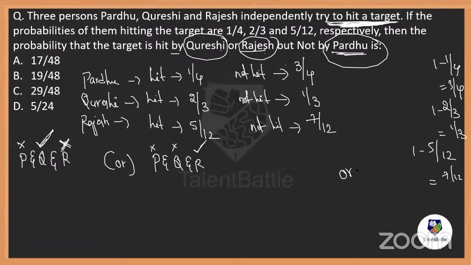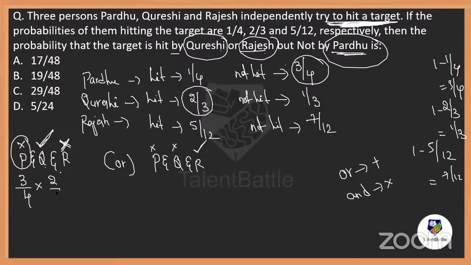In probability, or always stands for addition and and always stands for multiplication. Prabhu will not hit is 3 by 4, into, Qureshi will hit is 2 by 3, into, Rajesh will not hit is 7 by 12. Or else, or means addition.